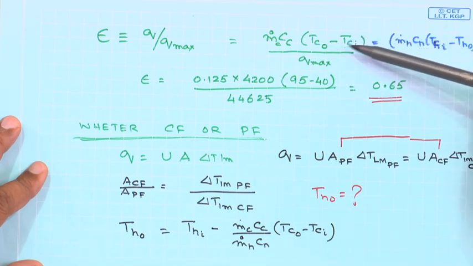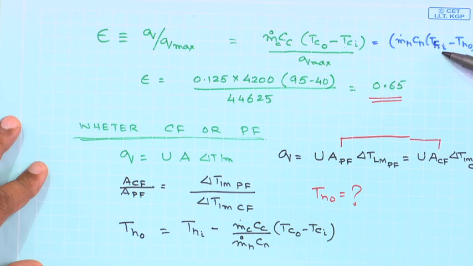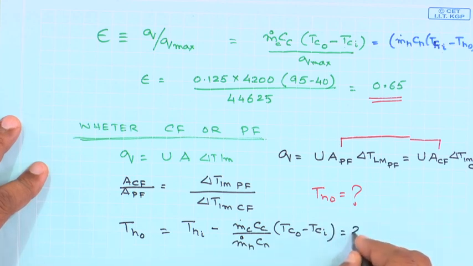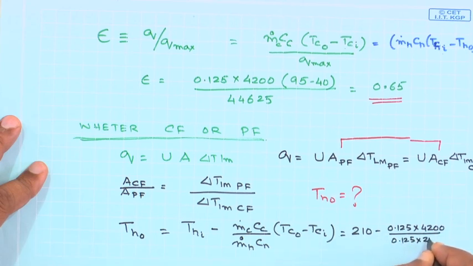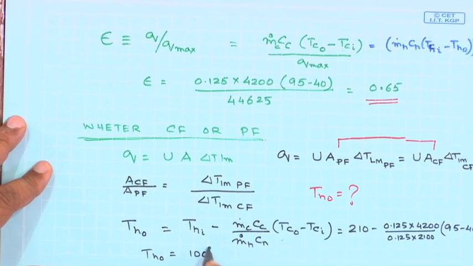That means, the heat gained by the cold fluid must be equal to the heat lost by the hot fluid, and therefore, THO is simply going to be this relation. So, when you put these values in here, the THI is 210 and this is 0.125 into 4200 and the denominator is 0.125 into 2100, and the temperature jump for the cold fluid is 95 minus 40, which would give you a value of THO to be equal to 100 degrees centigrade.